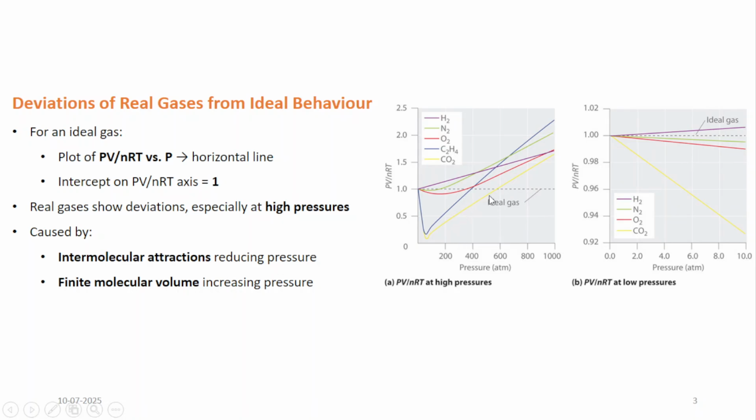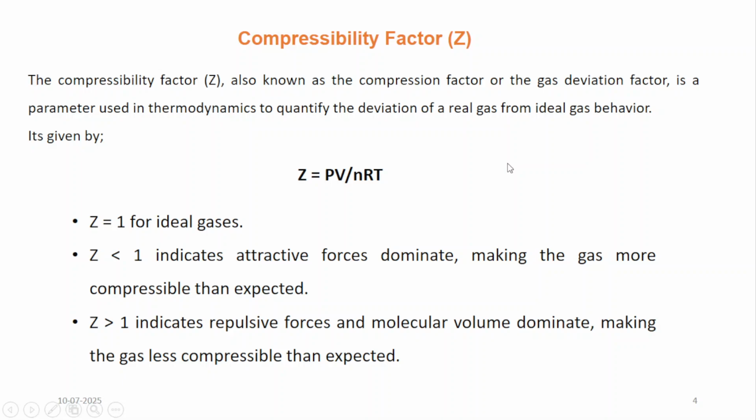Especially some gases like carbon dioxide and ethene, they show a sudden dip right in the beginning and then they start approaching the ideal gas behavior, but again it will show positive deviation. That's mainly because of intermolecular attraction and also the molecular volume, which is not negligible. So this can be described in terms of a separate factor that is called the compressibility factor Z. Z is the ratio of PV to nRT.